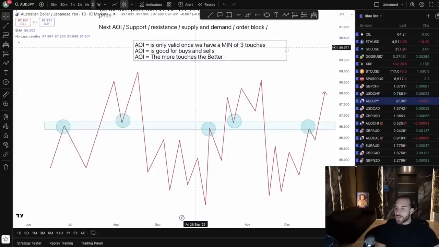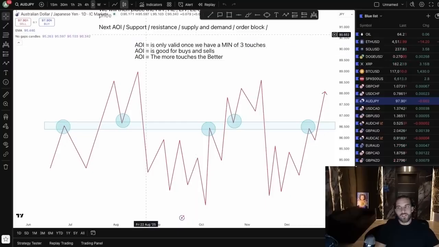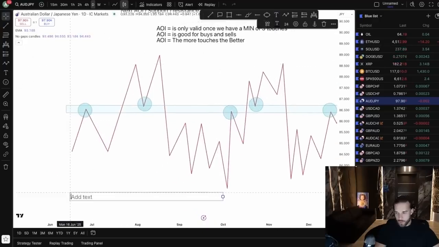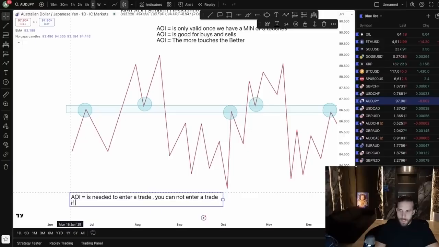Anything less than 3 touches, it is no longer a valid area of interest. It is not a valid supply and demand zone. It is not a valid order block. Could it be a support level? Sure. Could it be a resistance level? Sure. But it is not a valid area of interest. An area of interest is needed to enter a trade. You cannot enter a trade if not at the area of interest.